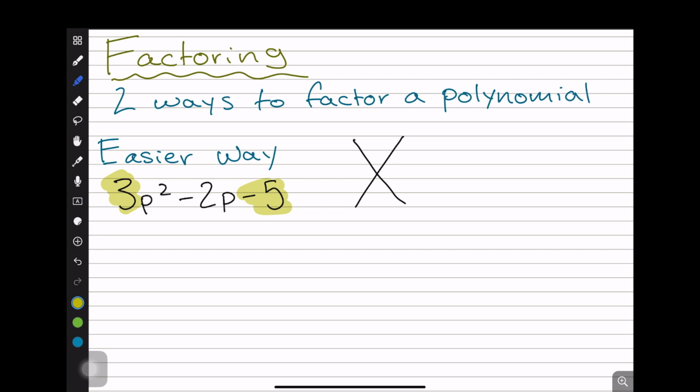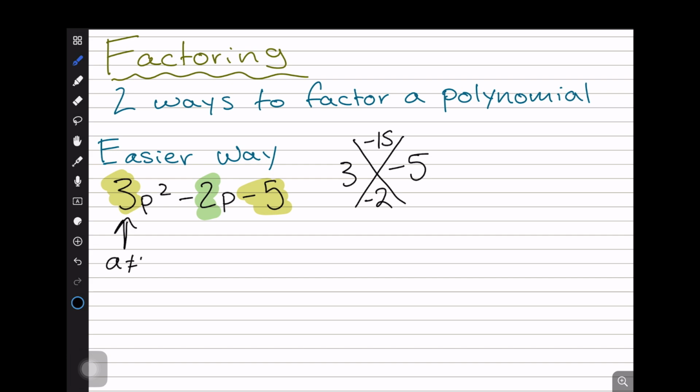Now, what you want to do is that big X, and you want to put the first term and the last term, you want to multiply those two and put it on the top. So that's negative 15. And you want to put the second term, which is negative 2, on the bottom. So now you want to think, what are two numbers that multiply to negative 15 and add to negative 2? Well, that's going to be 3 and negative 5, right? 3 times negative 5 is negative 15, and 3 minus 5 is negative 2.